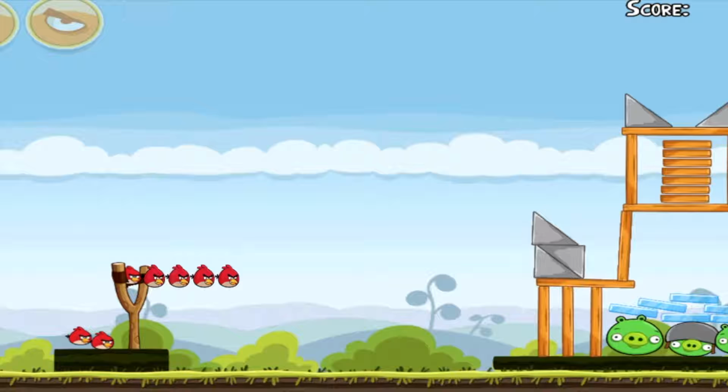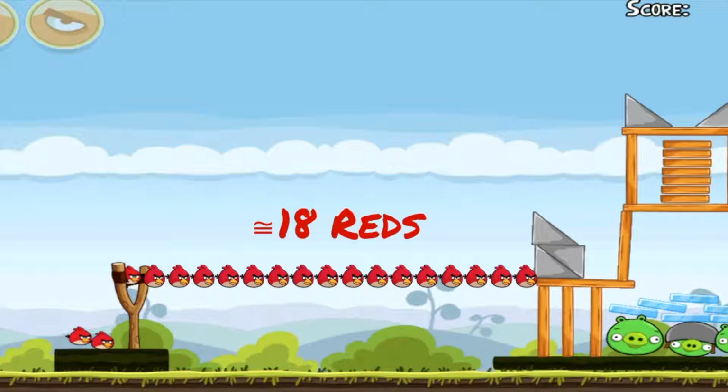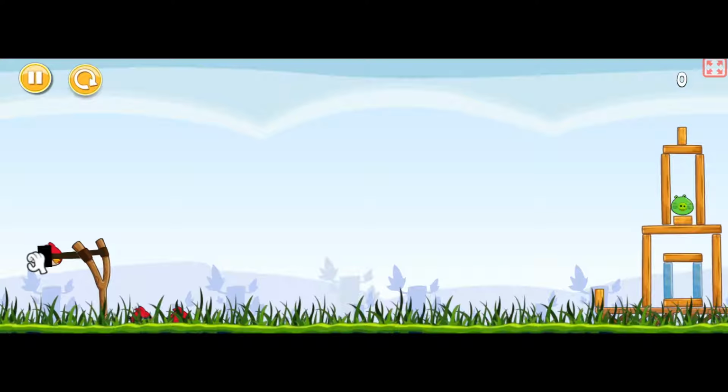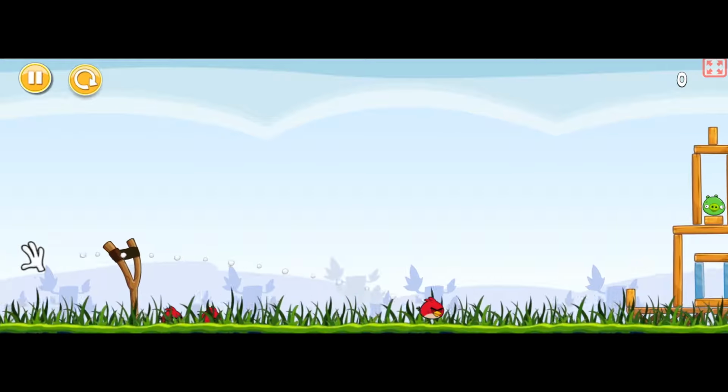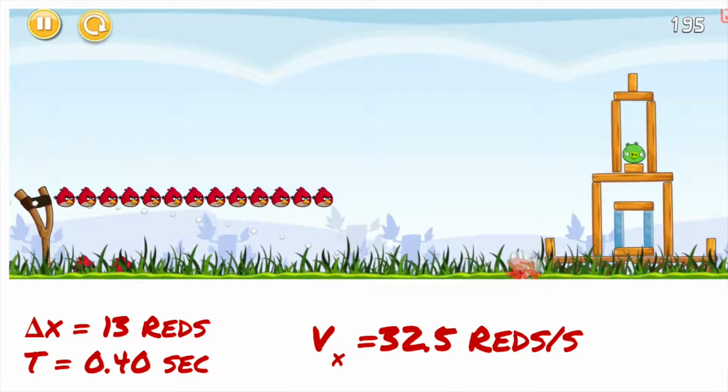In this video, we'll use the length of one red bird as a measure of distance. In this example, the distance between the slingshot and the obstacles is approximately 18 red birds. To calculate horizontal velocity, we'll fling the bird horizontally and take some measurements. It was determined that red travels 32.5 reds per second.